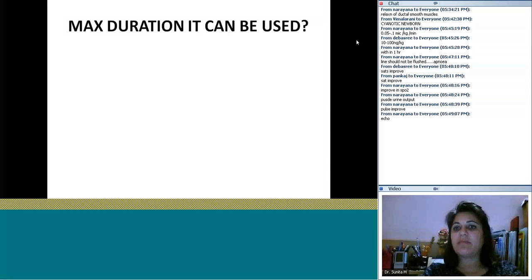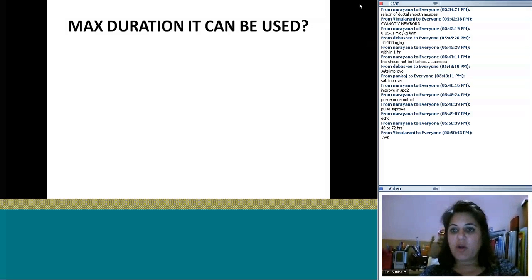Now, once you've started prostaglandin, what is the maximum duration it can be used for? How long can you continue? We said earlier in the class that prostaglandin needed to be given by continuous infusion because it is metabolized in the lung, right? Okay, so, but how long can you effectively give it for? Okay, 48 to 72 hours, 1 week, any other answers?